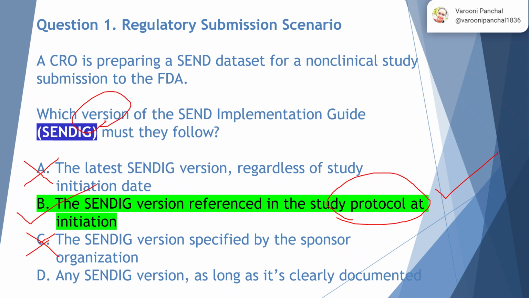Option D, any SEND IG version as long as it's clearly documented. No, you cannot perform any kind of activity in a clinical trial unless it is mentioned in the protocol. In the protocol, everything will be mentioned, all the things that you will be doing, and also the things you will not be doing.